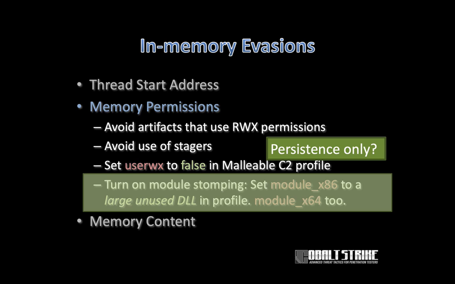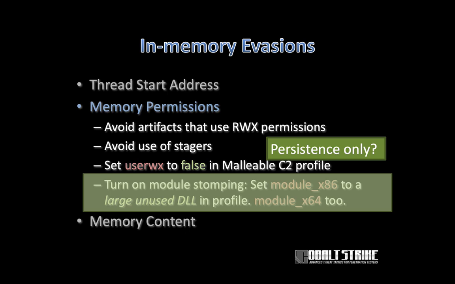The other risk with module stomping is that you choose a stomped module that is too small. If you do this, your Beacon will crash when it's trying to write itself in to that module's memory space. So keep that in mind as well. The other problem with module stomping is you now have this very odd DLL that's not used in many places being loaded everywhere your Beacon is being loaded.